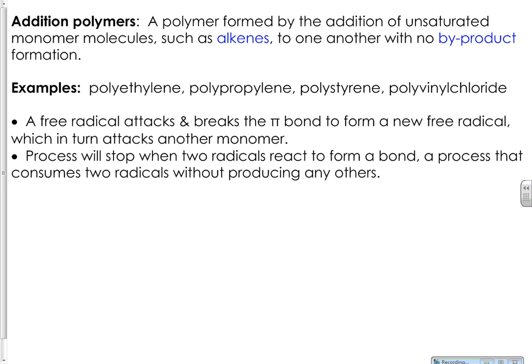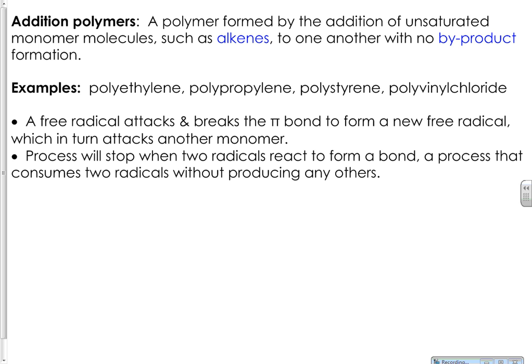Some examples of addition polymers are polyethylene or polyethene. Both are acceptable. Most common names would be polyethylene, polypropylene or polypropene, polystyrene, and polyvinyl chloride. Now, you might have heard of a lot of these. The polyethylene is actually like plastics that you've maybe seen in everyday life, like in your water bottles. Polystyrene is styrofoam, and polyvinyl chloride is PVC piping.